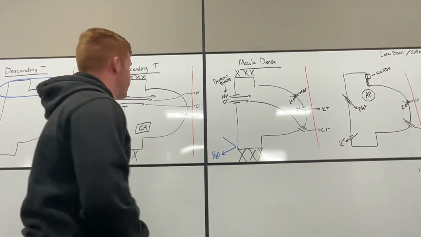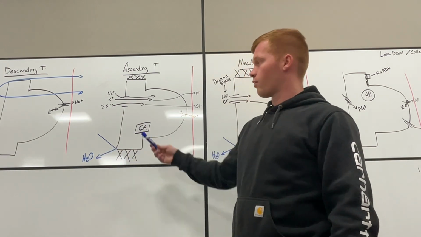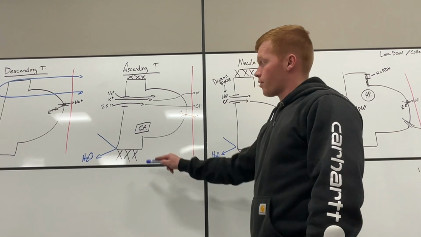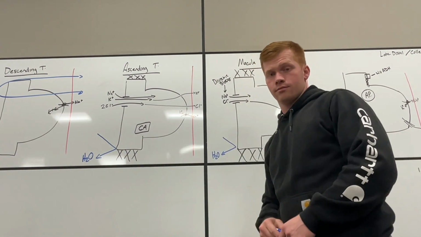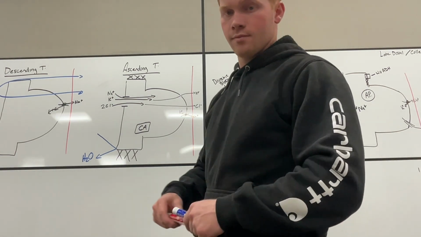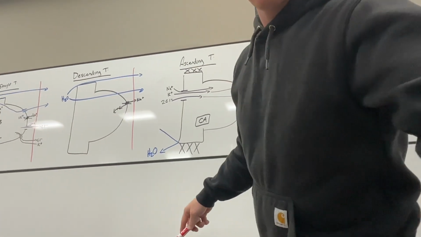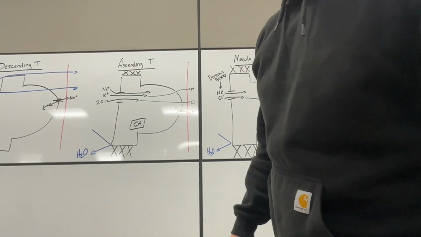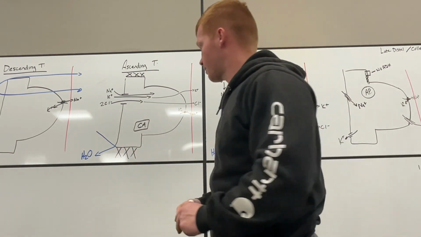Okay, now we're at the ascending tubule. We just passed the loop of Henle, and now we're going up. Now we're not letting water through anymore. Water is getting blocked off. It's not permeable to water. Descending was permeable to water, but not really permeable to solutes. Ascending is not permeable to water, but permeable to solutes. That's going to be important in just a sec.